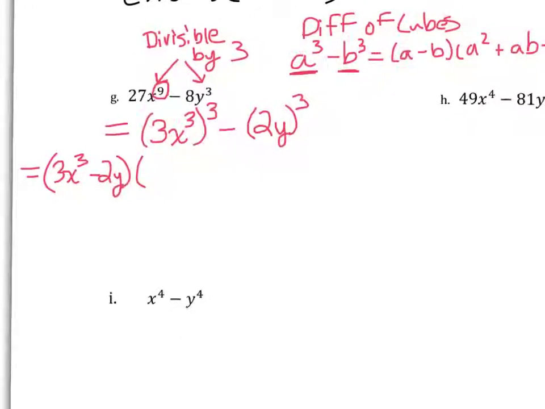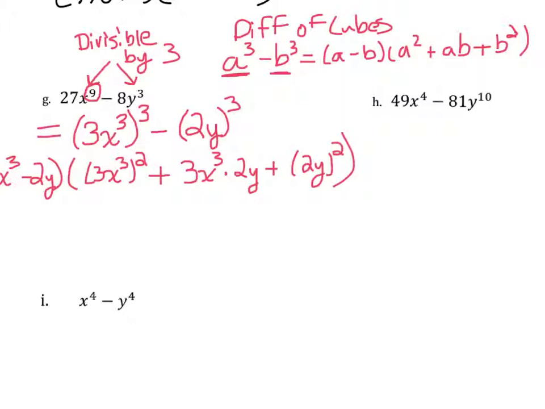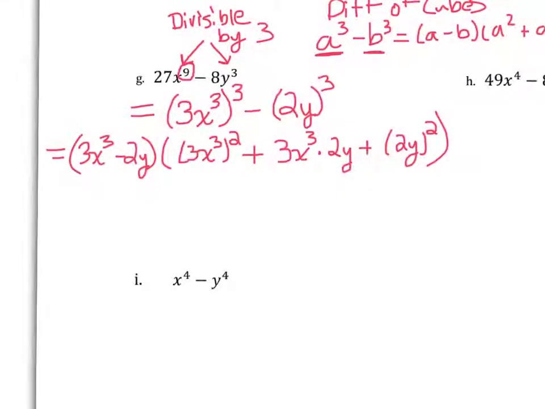And now I'm going to do the rest. Times, I'm going to use a parentheses here, 3x cubed squared plus 3x cubed times 2y, right? Because 2y is my b, so this is my a times b part. Plus 2y quantity squared. That's my b squared part of my formula, all right? And so the rest is just simplifying, right? And so if I continue to simplify, this parentheses is going to stay the same.